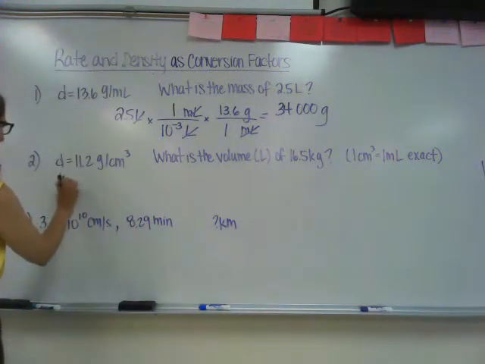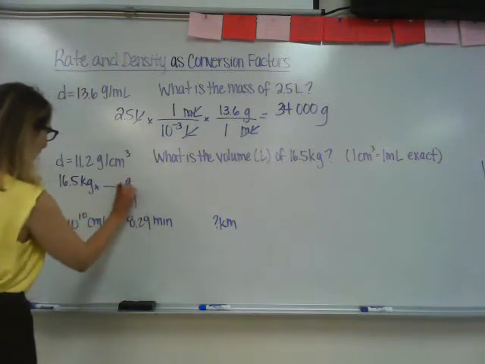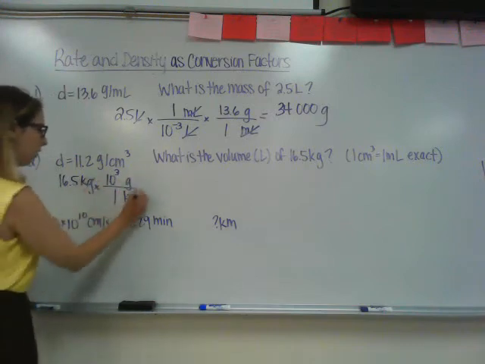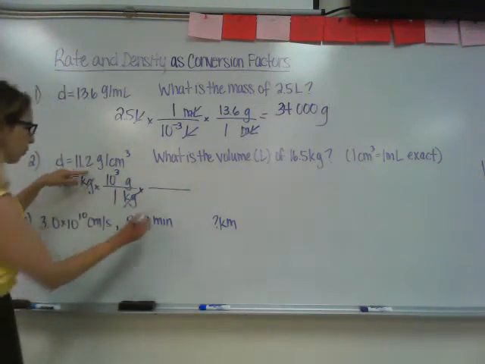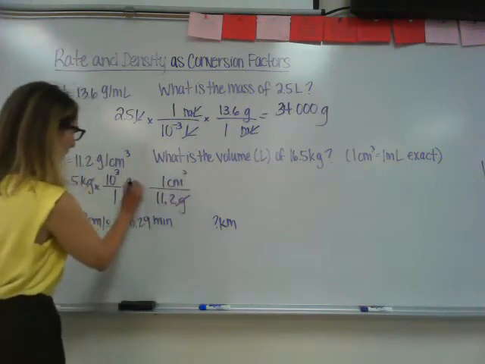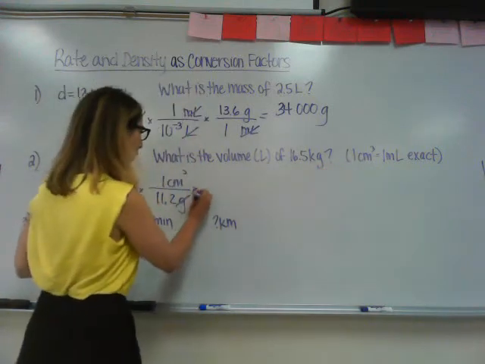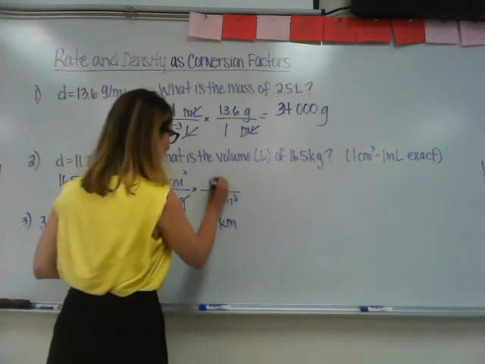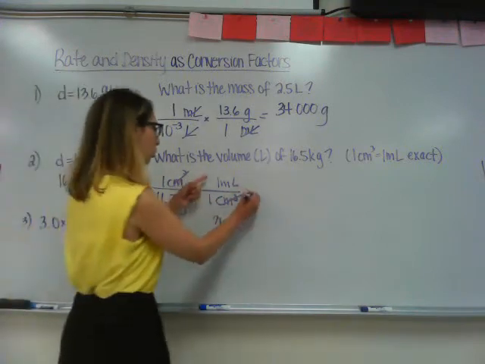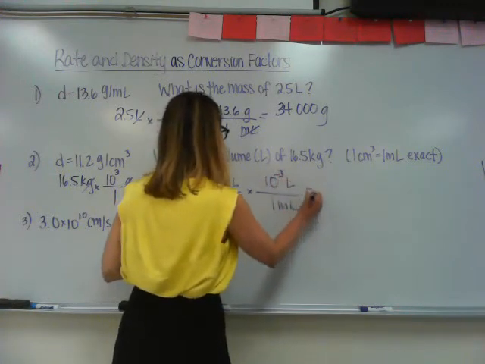So if you take 16.5 kilograms, convert it to grams in a one-step metric conversion, 1 next to prefix, 10 to the 3 next to the base. This is gone. Now I can use my density, 11.2 grams per 1 centimeter cubed, to cancel grams. And then I can use this conversion factor given in the problem. A centimeter cubed is equal to a milliliter. So those cancel. Now I can convert milliliters to liters in a one-step metric conversion, like this.